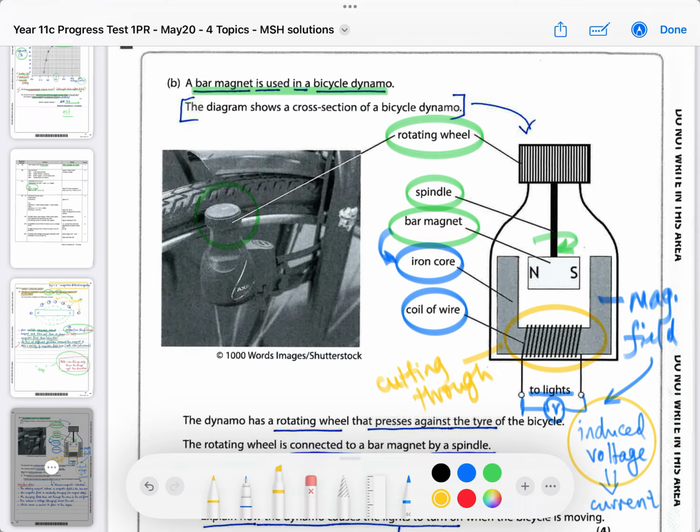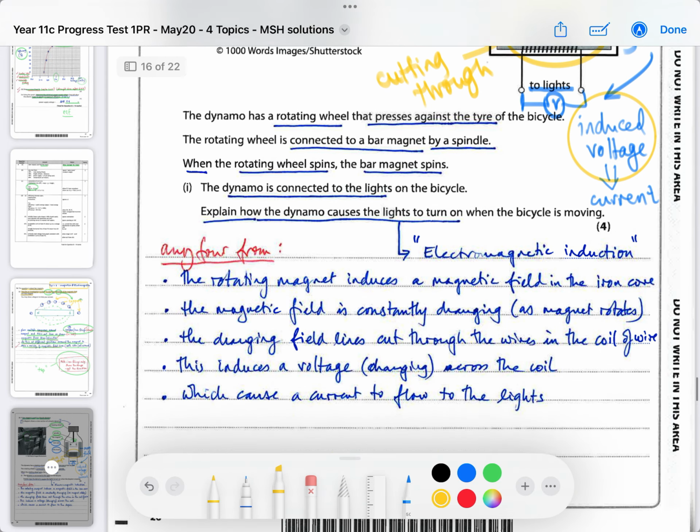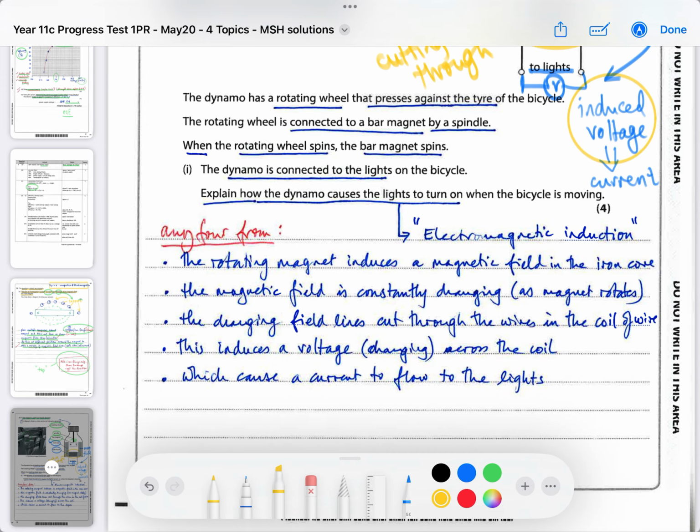If there wasn't a changing field, remember the coil does not move, it's stationary. So it's only because the magnetic field is constantly changing direction that it induces the voltage and causes a current to flow. Okay? So I've explained how it works, and you can read it for yourself, carefully. When the rotating wheel spins, the magnet spins. And the magnet spinning is what generates a changing magnetic field, where it goes north-south, north-south.